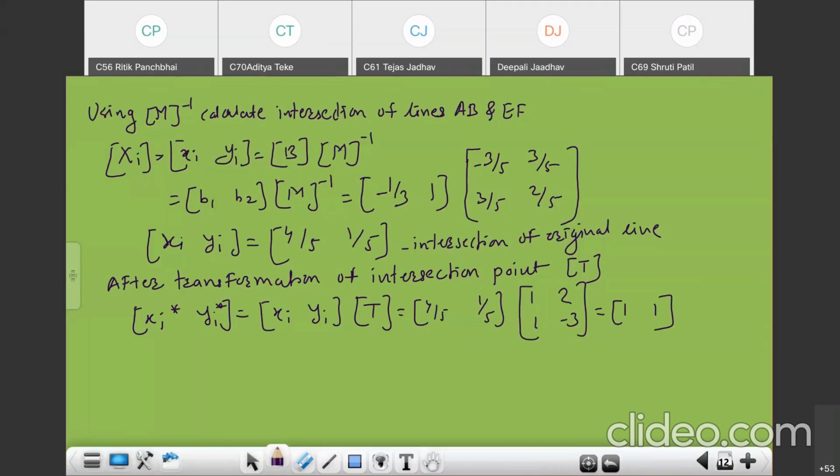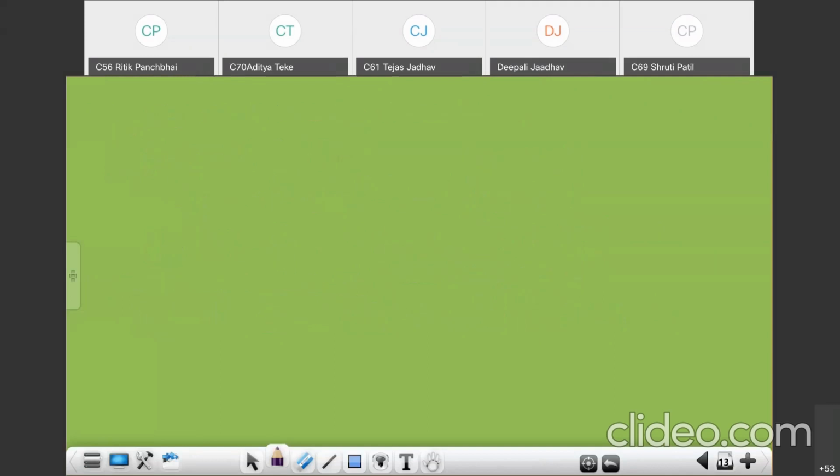What is this? After transformation of this intersecting point, we will get the new point, that is 1, 1. Now the original lines we are going to transform and find their intersection point and see whether both are the same.